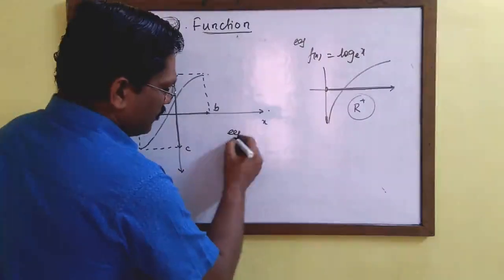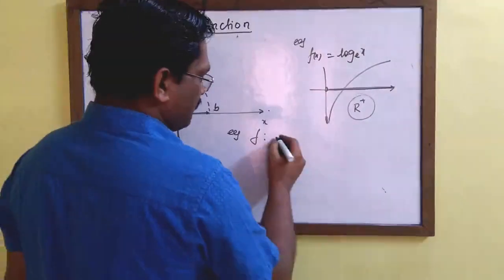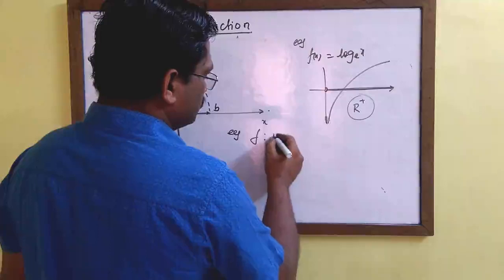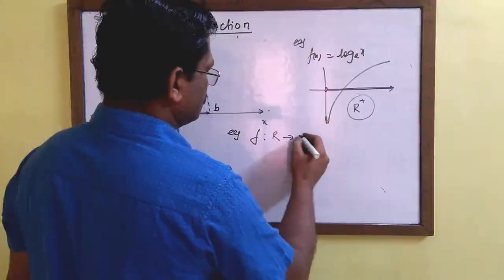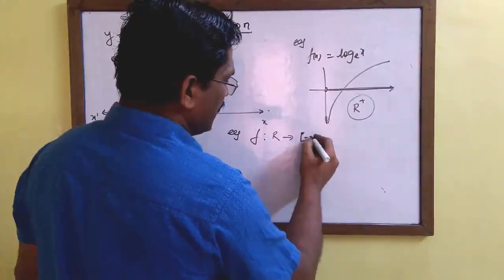Now let us take one more example. If I am writing, say, f: R to [-2, 2].